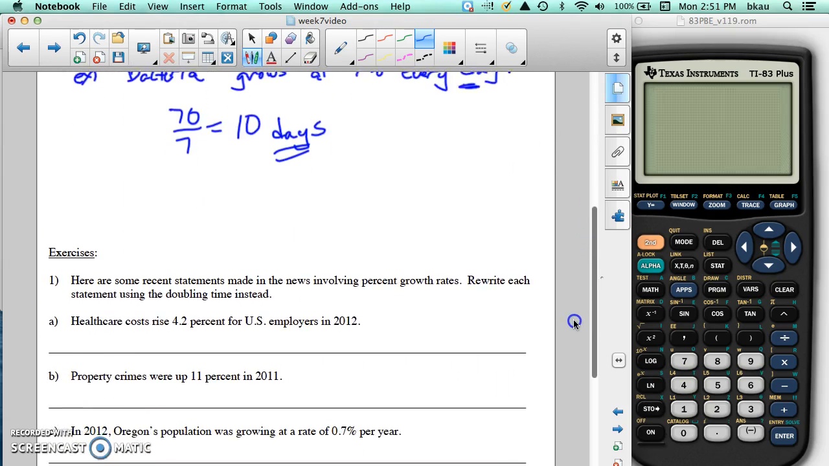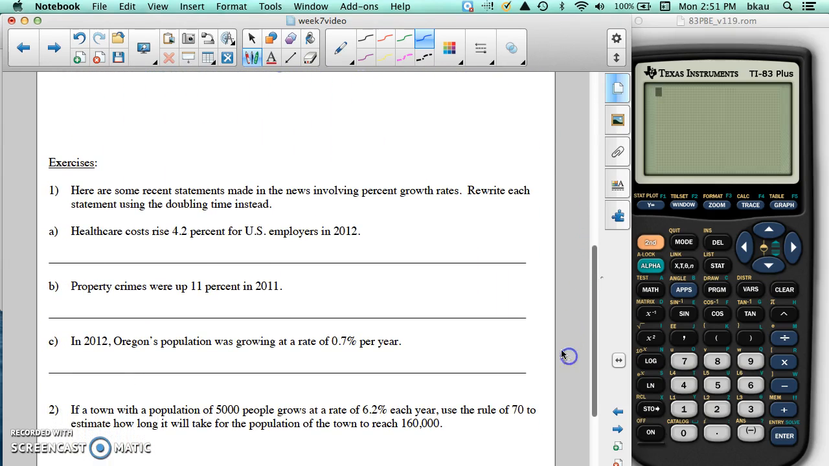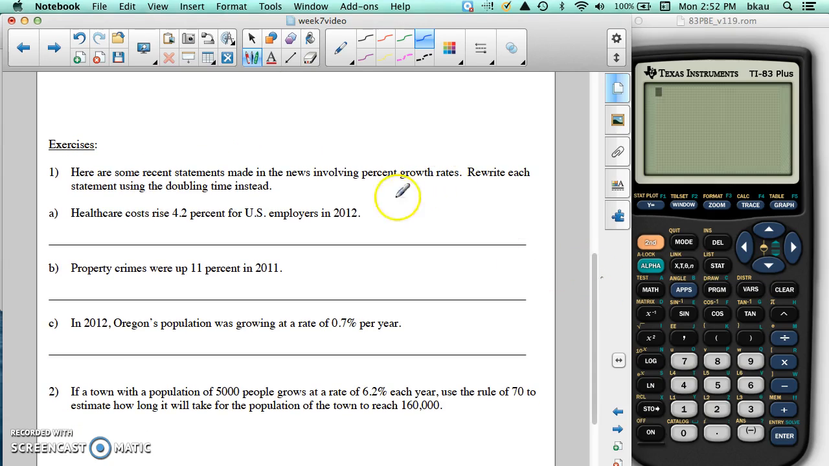Here are some examples down here. This is on your worksheet for the rule of 70. So if you want to try these out beforehand, you can do that. It says we have 4.2% growth in healthcare prices in 2012. Here are some recent statements about growth rates. Rewrite the statement in terms of doubling time. So what we would do is take 70 divided by 4.2.